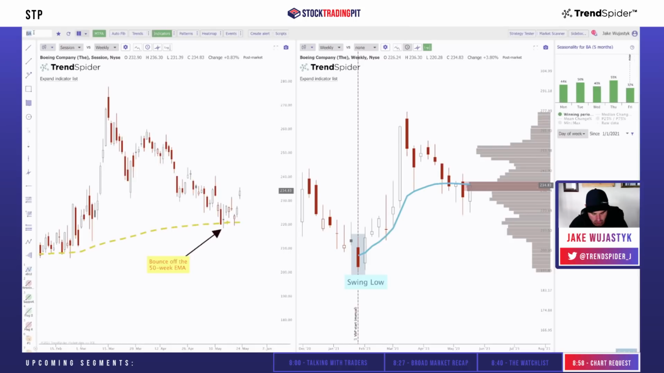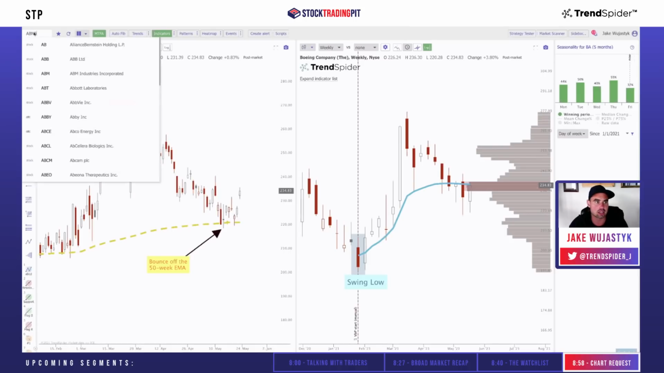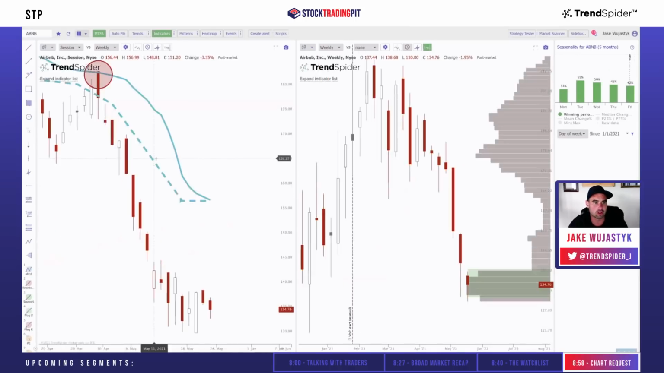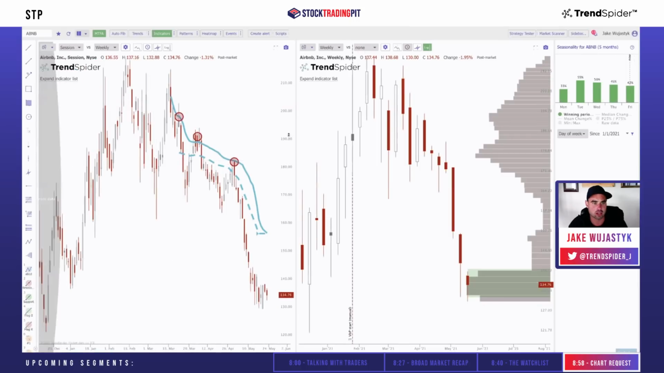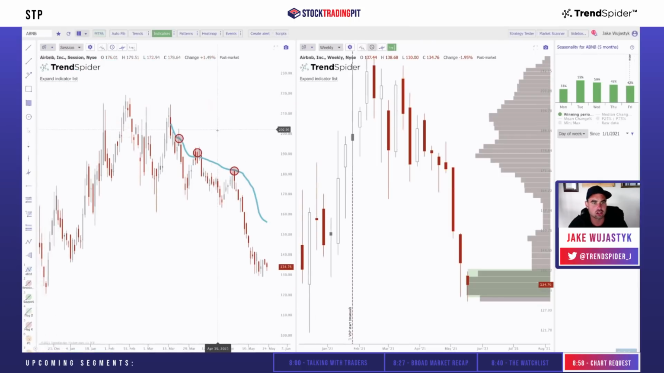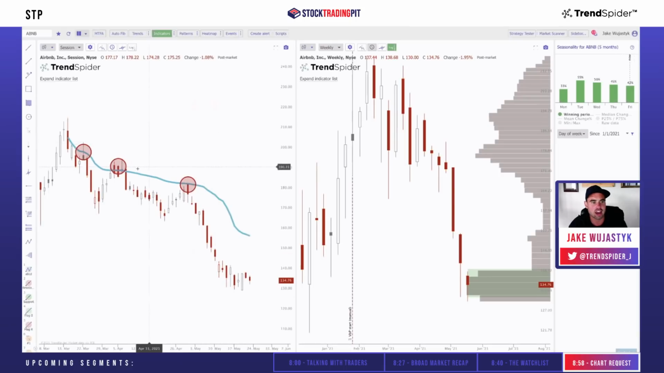Now, moving into ABNB. This was something a lot of people loved, and now not so much. It is just really taking a hit. You can see if we're looking at these areas that have been sold into, using the anchor VWAP from the swing high here, you'll see that back in March, back in early April, and then once again back in late April, this has been resistance.